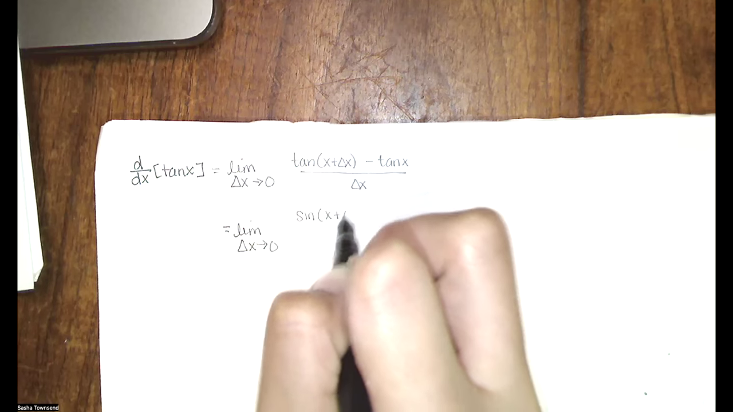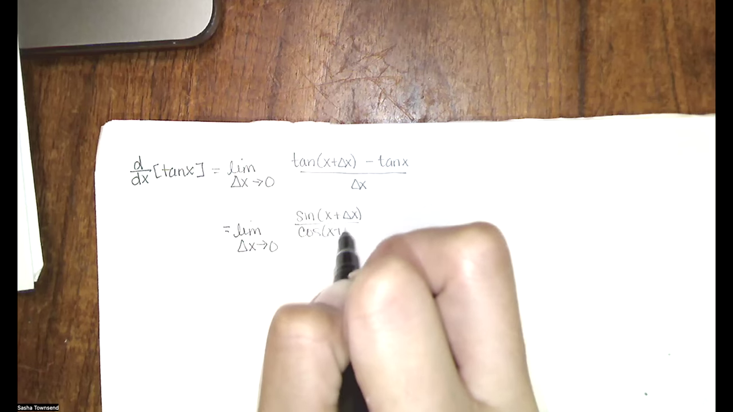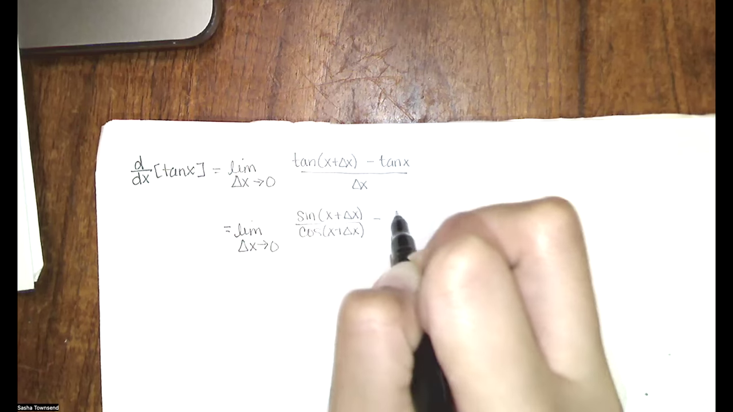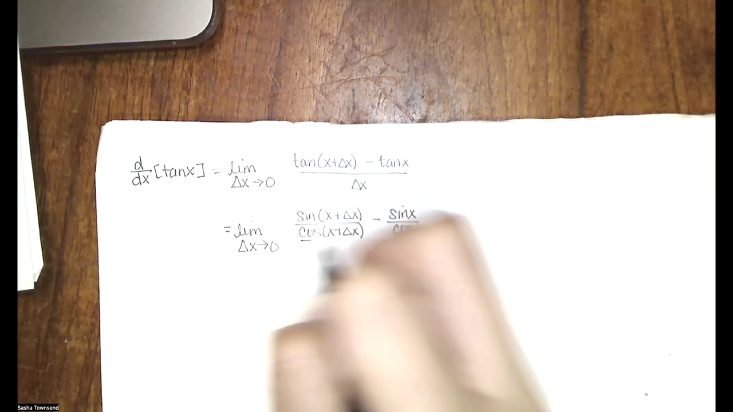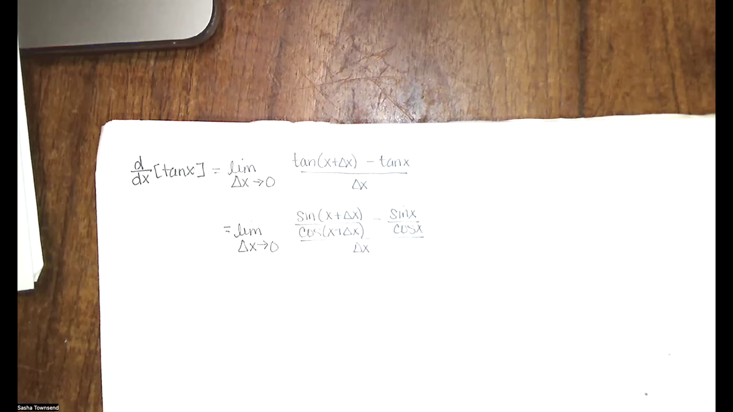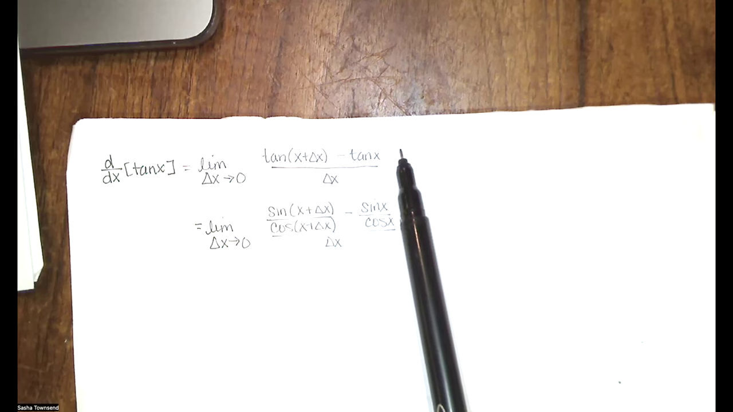So this would be sine of x plus delta x divided by cosine of x plus delta x, minus sine of x divided by cosine of x, all divided by delta x. You say, okay, well, it's still a 0 over 0 indeterminate. If I substitute in delta x equals 0, I get tangent of x minus tangent of x, so I get 0. And then I have a 0 in the denominator.